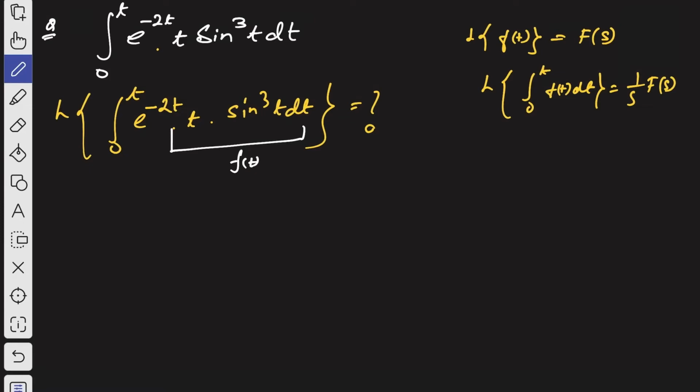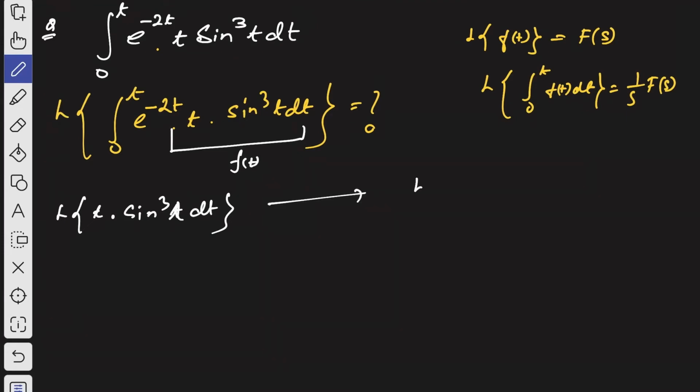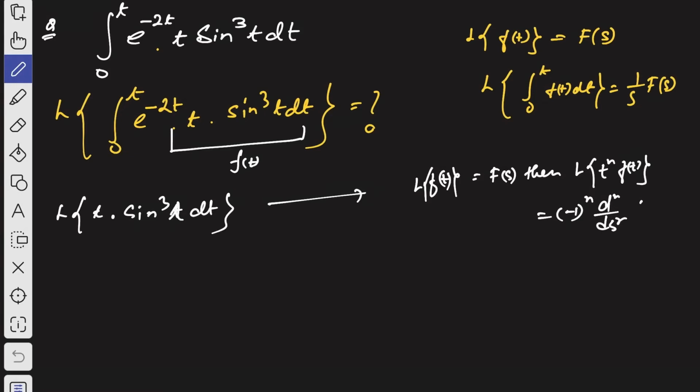Then we need to first find the Laplace transformation of t times sine cube t. To find this, we are going to apply this theorem: if the Laplace transformation of f(t) is F(s), then the Laplace transformation of t to the power n times f(t) is equal to (-1)^n times the nth order derivative with respect to s of capital F(s). So we are going to apply this.